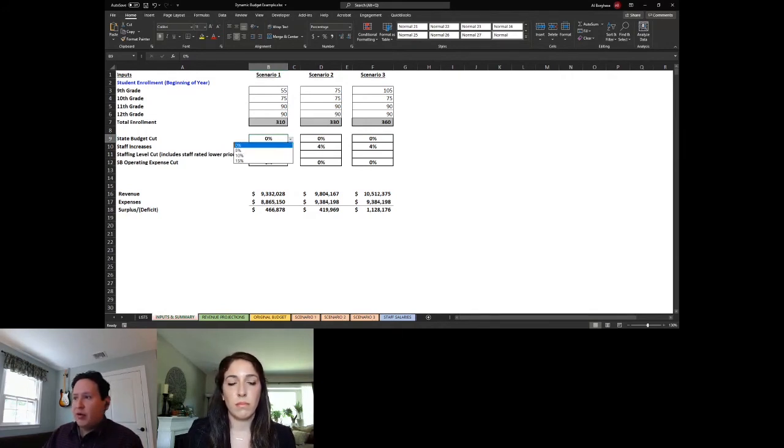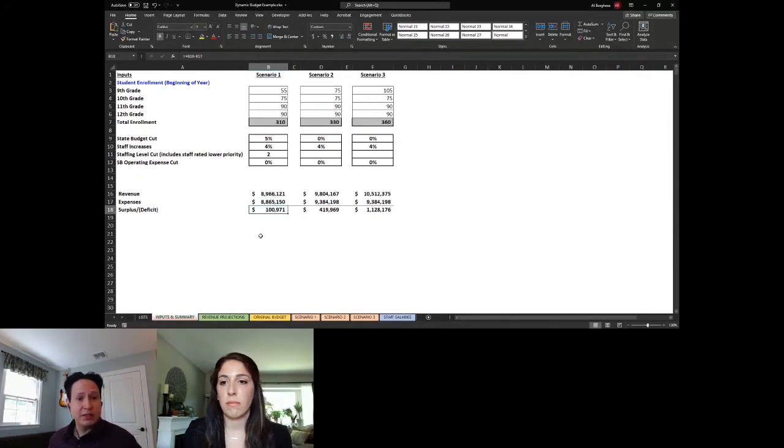And be able to say, all right, if I have a 5% budget cut, as you can see, my summary page actually gives me my total revenues, my total expenses, and what my potential surplus or deficit is in that scenario.